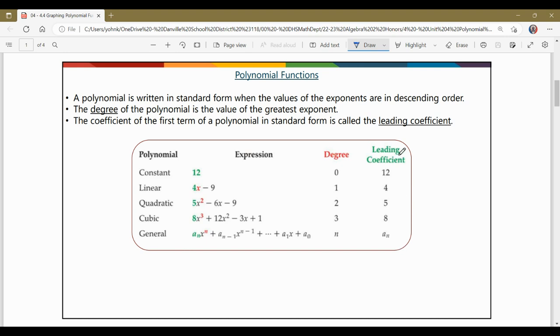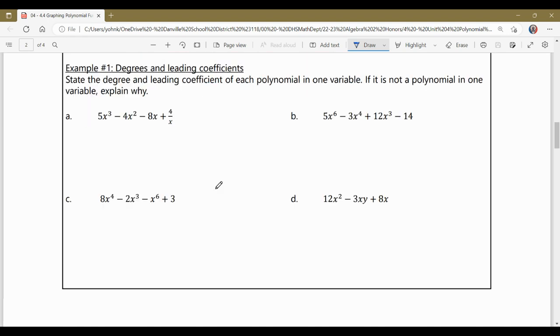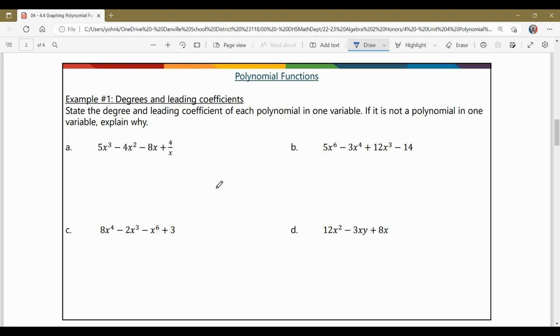And then we also have this other column called the leading coefficient. That's the number that's in front of the letter that has the highest exponent. So highest exponent is a 1, leading coefficient is 4. Highest exponent is 2, leading coefficient is 5, and so on. This is going to help us when we try to predict what the polynomial is going to look like when graphed.